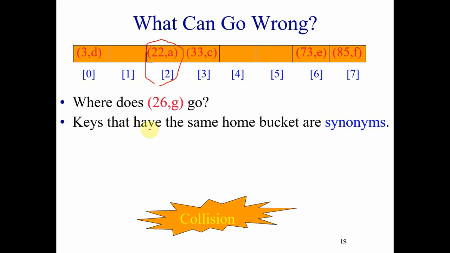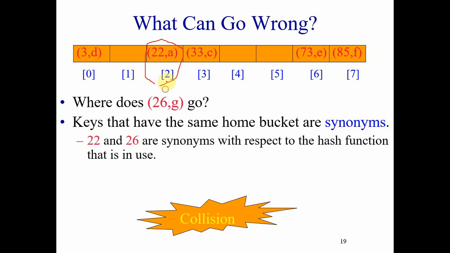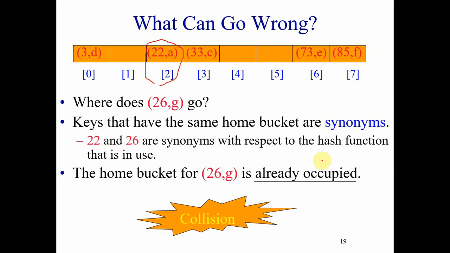The keys that have the same home bucket are called synonymous because they are similar in terms of the location. 22 and 26 are synonymous with respect to the hash function that is in use. So the home bucket for 26 g is already occupied in this case. Then we call it a collision.